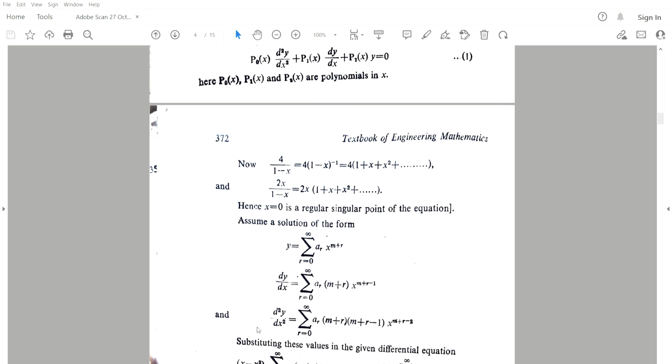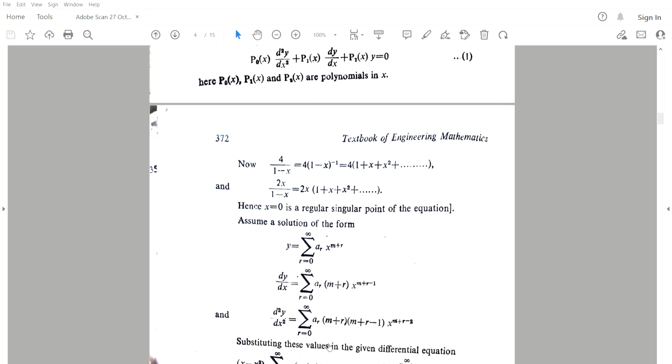Say m is equal to 0 and m is equal to 5. Then the roots are distinct and not differing by an integer. In this case, the solution will be y is equal to c1 y at m is equal to m1 plus c2 y at m is equal to m2.